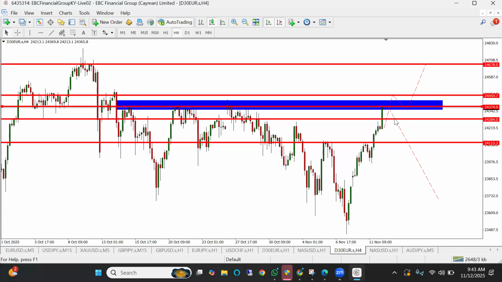So once price breaks this point, wait for a retest. Take your trade from 24374.0. Your take profit is going to be at 24678.0. Your stop loss is going to be at 24284.0.